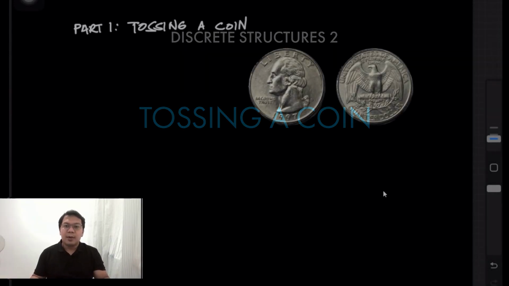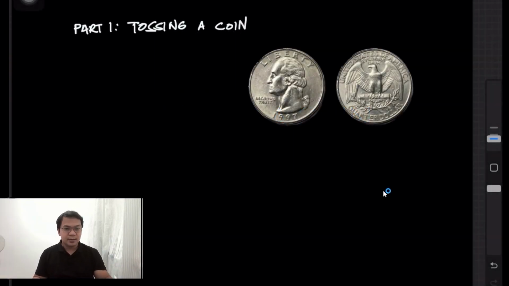Alright, so let's start by working with our first event. In this first event, we're going to calculate the probabilities in tossing a coin. There are two possible outcomes in tossing a coin. So let's have a quick look at our coin.